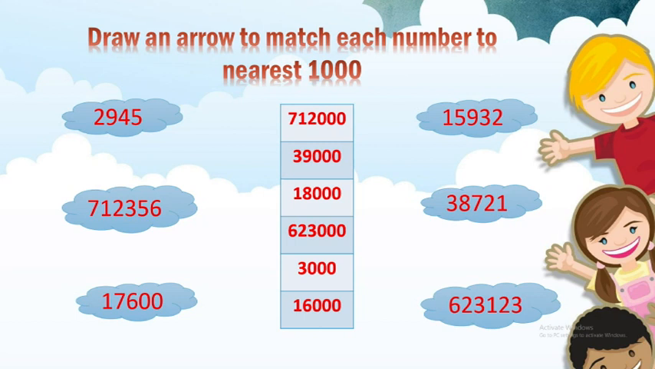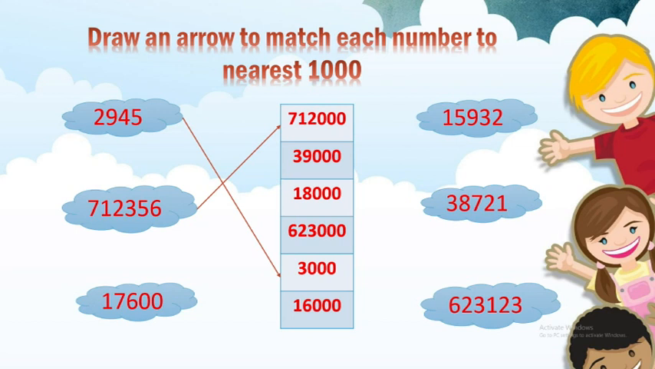You have to find the nearest 1000. Look at the first one. Can you tell me the answer of the first one? Very good. 3000. Okay, now tell me the second one. 712,356. Very good. 712,000. Okay, look at the third one.